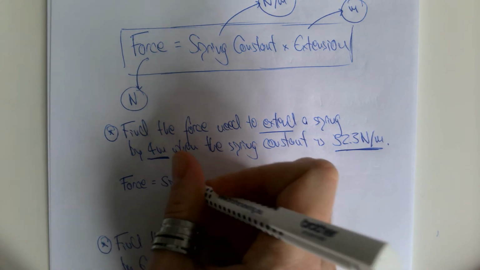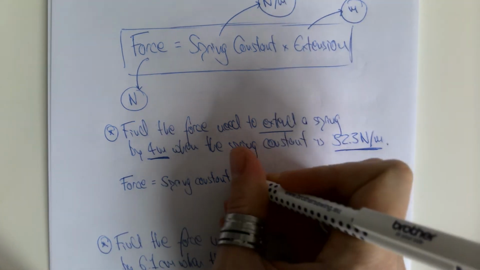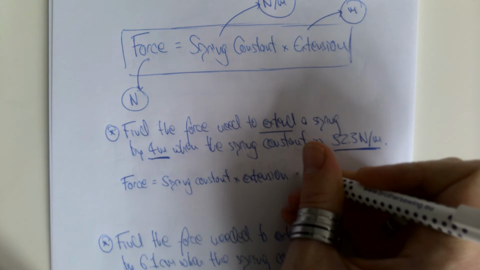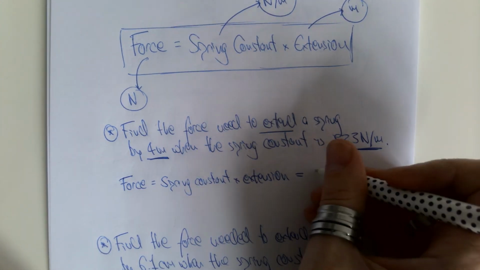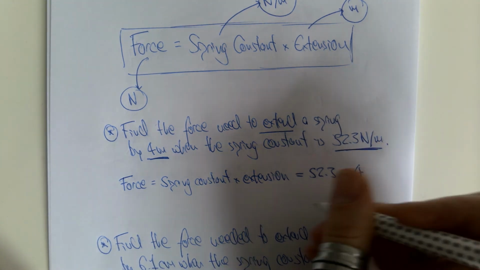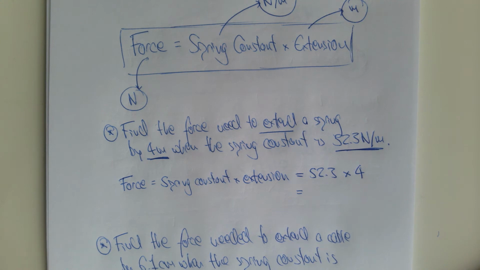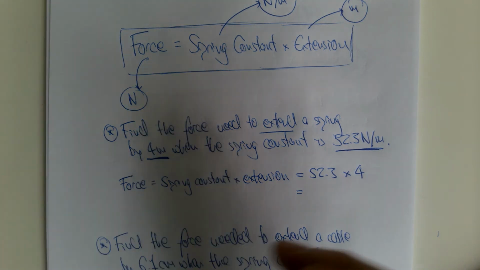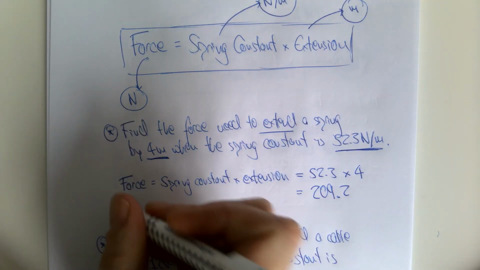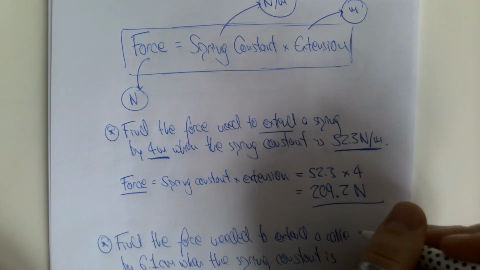Force equals spring constant times extension. So if we substitute those terms and put in our numbers, we know our spring constant is 52.3 and we know our extension is 4. So we simply multiply those two together. 52.3 times 4 gives you 209.2. Now remember, this is a measurement of force, so our units need to be in newtons.